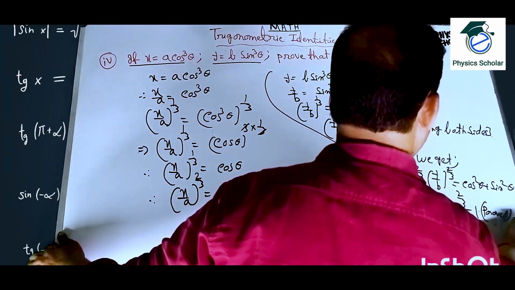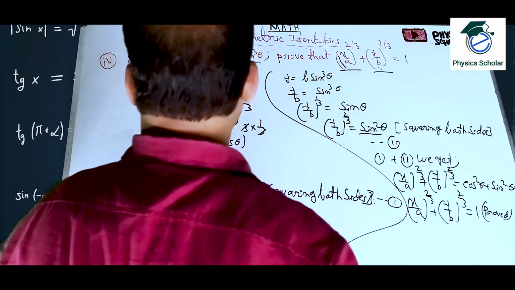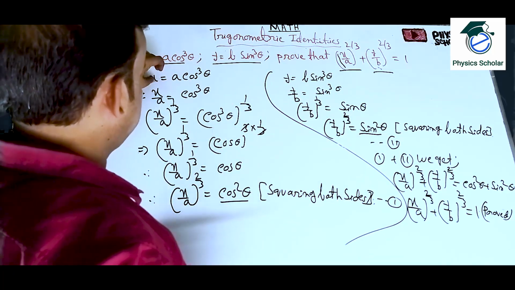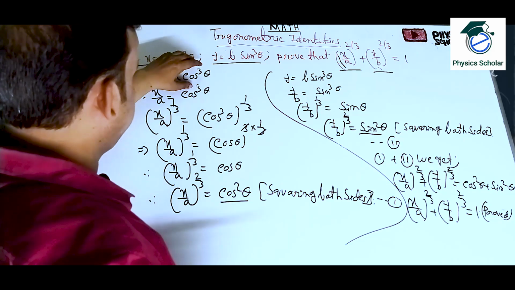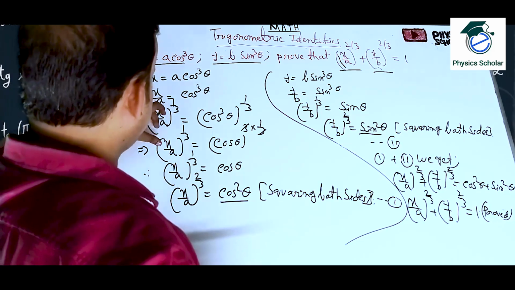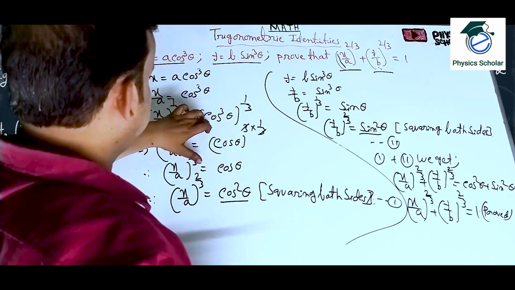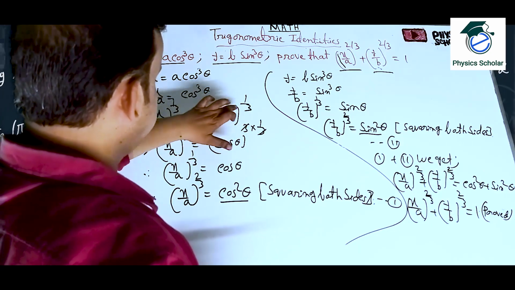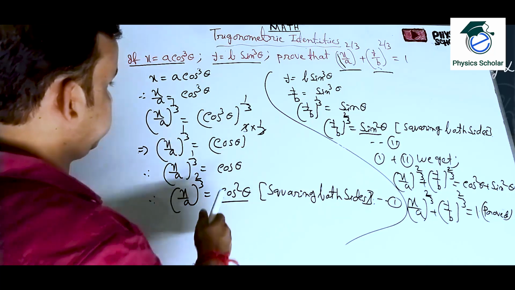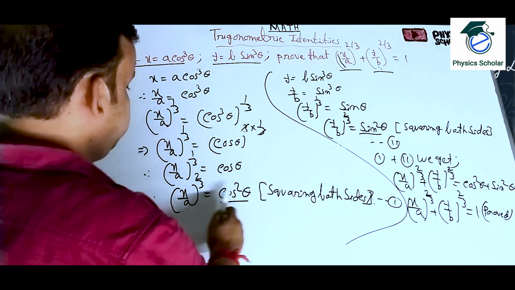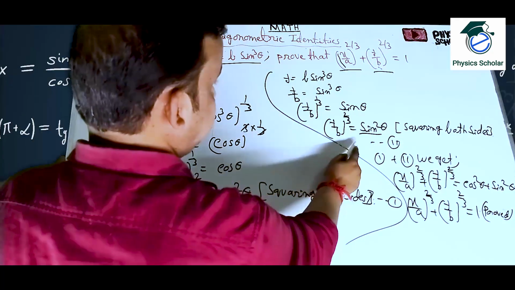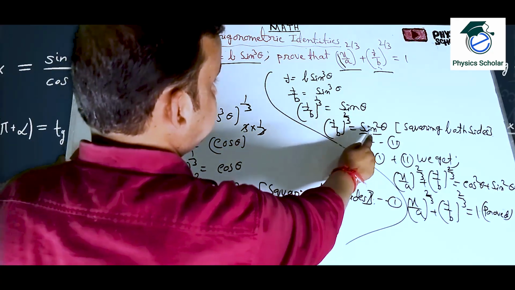Clear? So students, hope you have understood this. So I am explaining it once again. X is equal to a cos cube theta. Now x by a is equal to cos cube theta. So x by a whole to the power 1/3 is equal to cos cube theta whole to the power 1/3. So this cube and this will be cancelled. So x by a whole to the power 1/3 is equal to only cos theta. Now squaring both the sides, x by a whole to the power 2/3 is equal to cos square theta. Similarly, we are here finding y by b whole to the power 2/3 is equal to sin square theta.